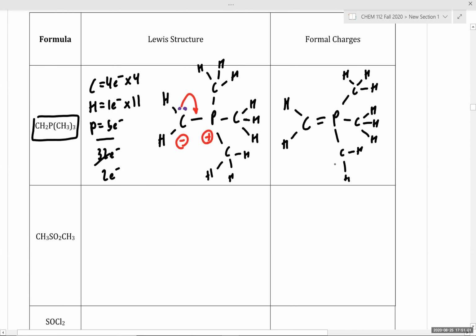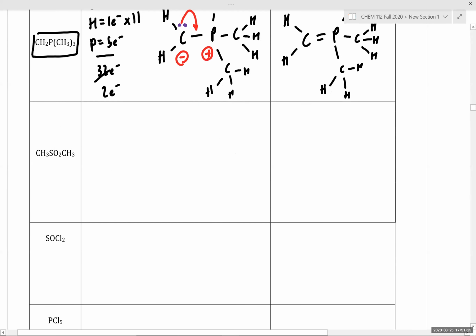And of course, as we can see very clearly from the bonding pattern for phosphorus, we're invoking an expanded octet in this case. Any questions on this example? If not, let's continue on.